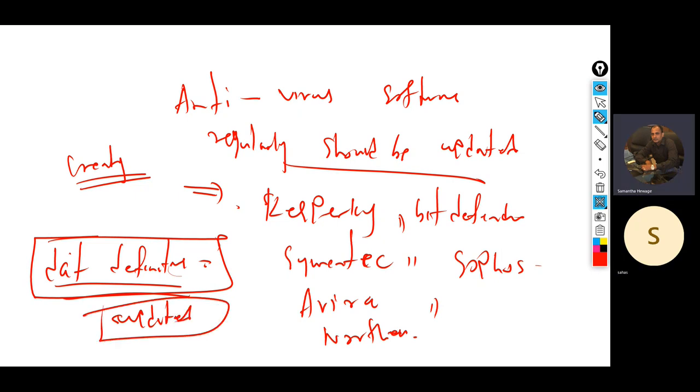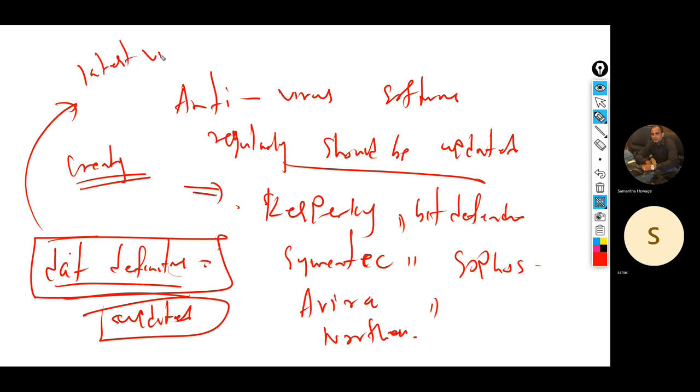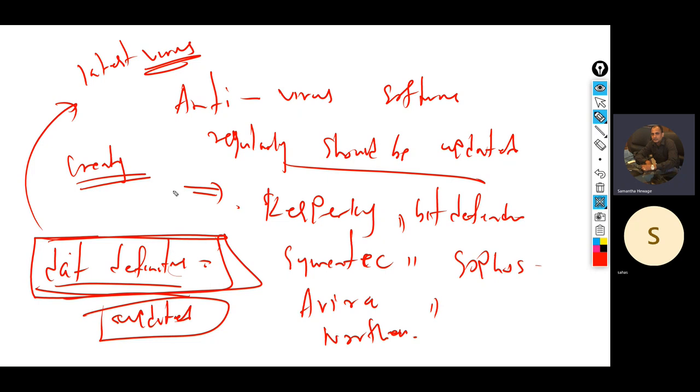Otherwise, there's no point in using antivirus software, because if it is not updated, it can't catch the latest viruses. Viruses are born day by day, so antivirus software code should also be born day by day. Those software comes with updated definition versions. That's why you want to update your virus guard software. Then only it can catch the latest viruses. Are you clear on these things?